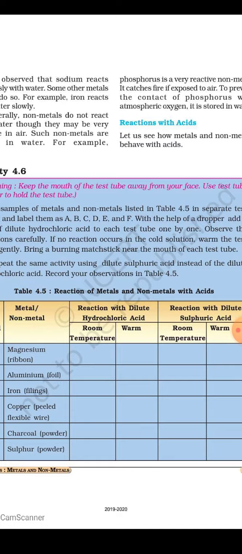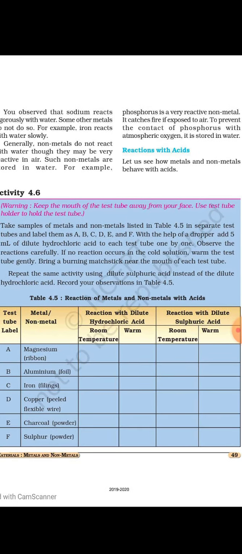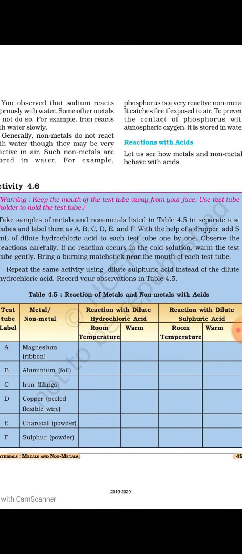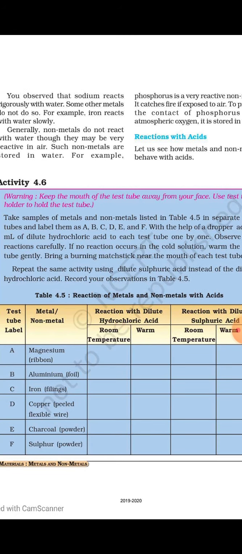Repeat the same activity with dilute sulfuric acid. Instead of dilute hydrochloric acid, the same reaction may be done with dilute sulfuric acid. After doing that, you can record this in a tabular column. What metals and non-metals have we used for A, B, C, D, E, F? For A, magnesium, B, aluminium, C, iron, D, copper, E, charcoal, F, sulfur.